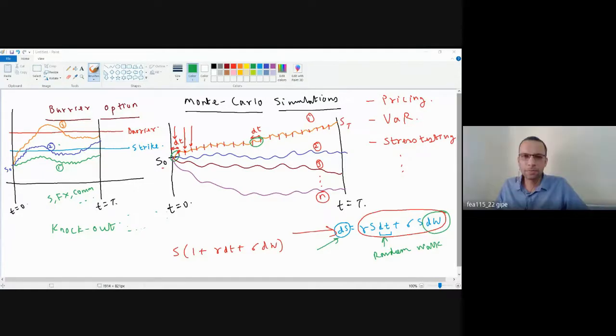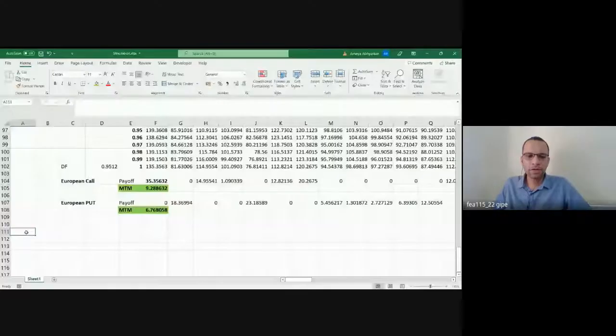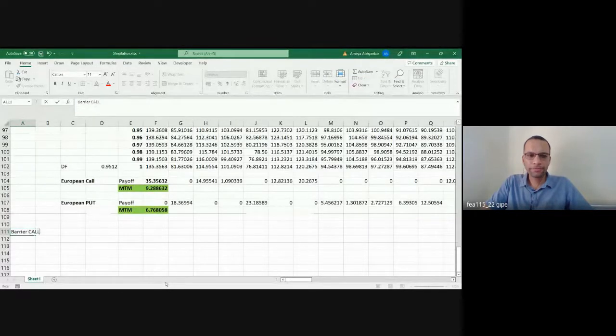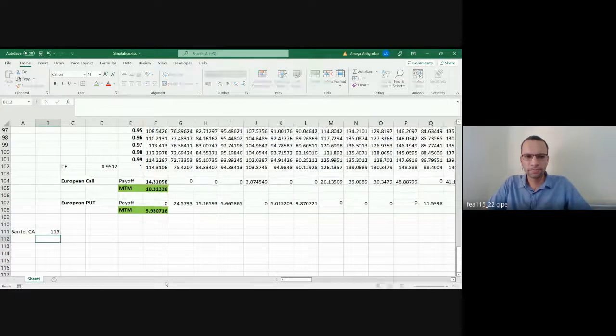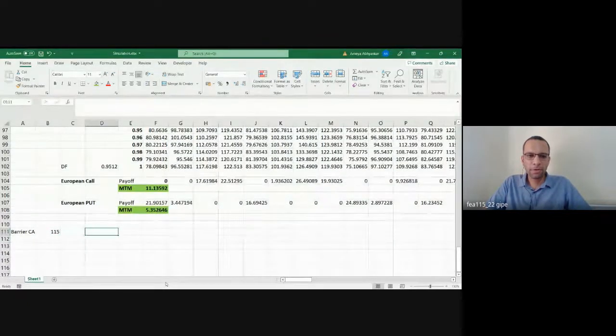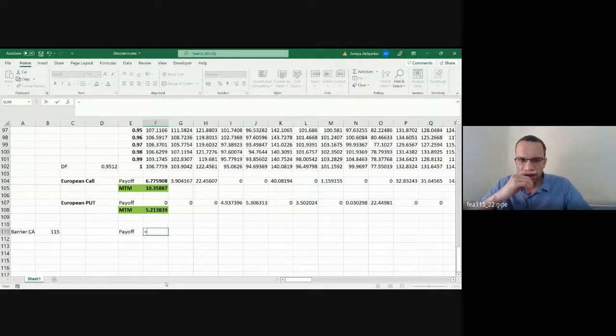If I switch back to Excel, we can use the same setup, because maybe we can decide on a certain barrier level. So let's say I want to have a barrier call with a barrier level of maybe 110 or maybe 115. Again, I need to have a payoff first and then the MTM. Now in the payoff part, I'm going to require a simple if condition to see whether a certain path has survived.